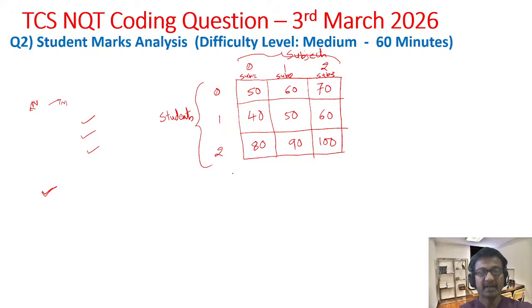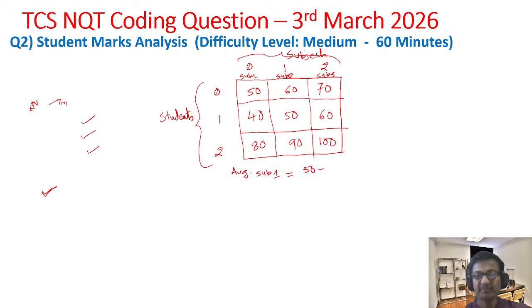For example, we will calculate the average marks of subject 1. How do we get it? Subject 1 is represented column wise here. This is subject 1, this is subject 2 marks, this is subject 3 marks. If you add these 3 marks and then divide by 3, you will get the average marks for that subject.